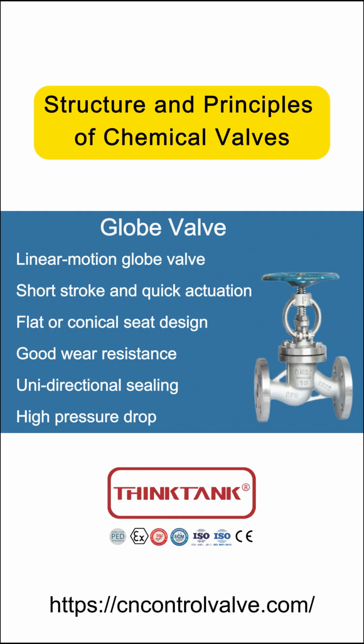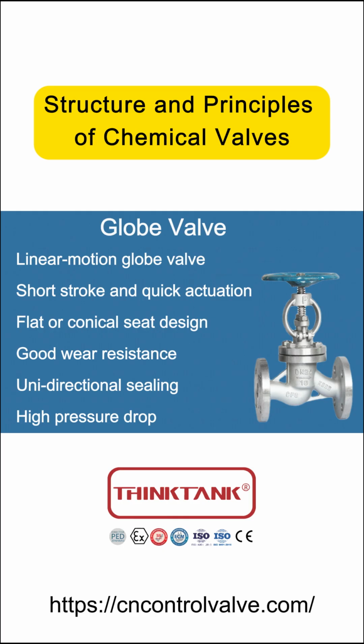The third type is the globe valve. The closing element of a globe valve is a plug-shaped disc, and the sealing surface is flat or conical. The disc moves up and down, changing the distance between the disc and the valve seat. Just like the stopper on our thermos, it blocks the media's flow path. The disc has a short travel, opens and closes quickly, is wear-resistant, has a long service life, and its single sealing surface is easy to maintain.